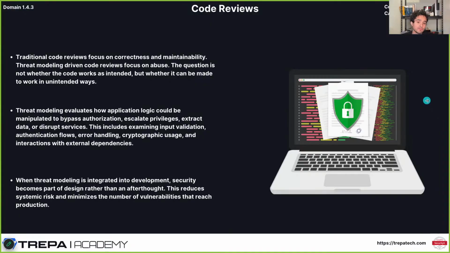Now, code reviews. So, reviewing the actual code that may run our systems or applications. Traditional code reviews focus on correctness and maintainability. Threat modeling driven code reviews focus on abuse. The question is not whether the code works as intended, but whether it can be made to work in unintended ways. What we're saying here is that we need some sort of static or dynamic code analysis to identify any exploits, potential vulnerabilities, or potentially unsafe third-party applications or integrations that are going into our code.